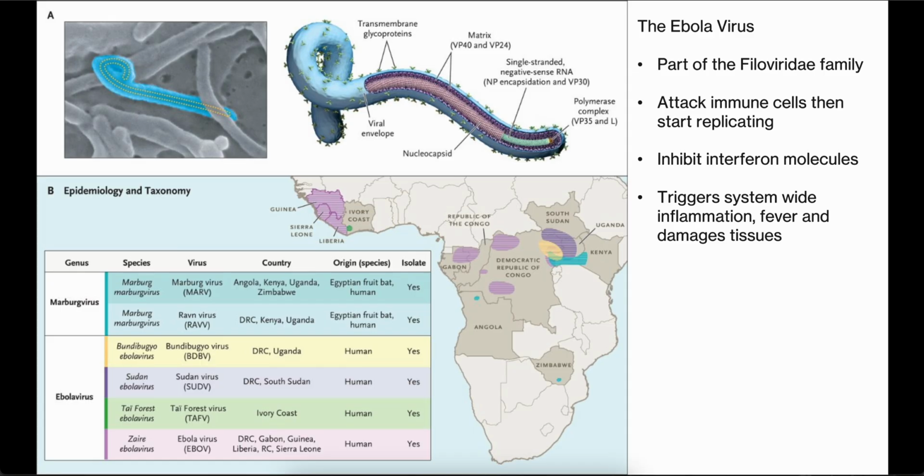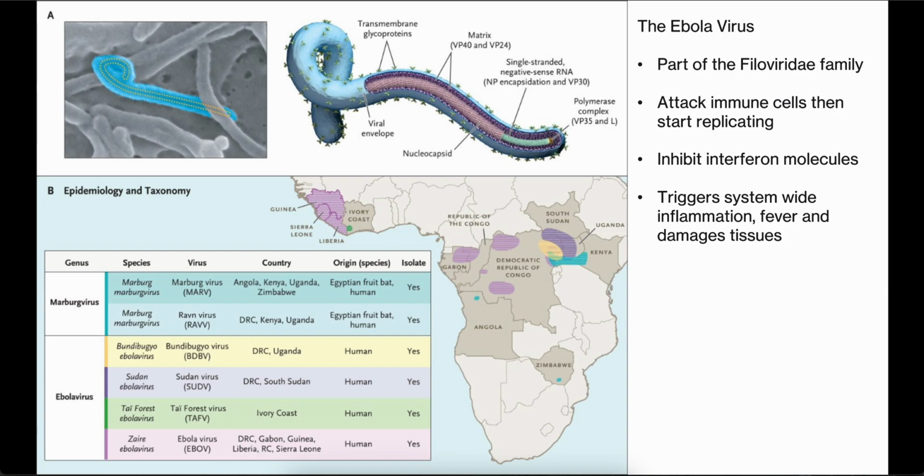So filoviruses first target immune cells, and then with defective immune cells, the virus can start rapidly replicating, which they do in the cytoplasm of target cells. They inhibit the interferon molecules, which host cells use to hinder viral reproduction.